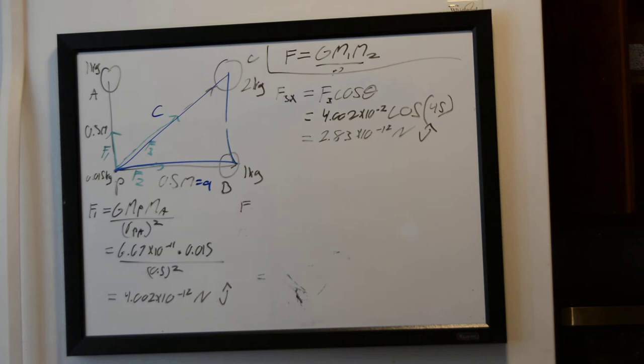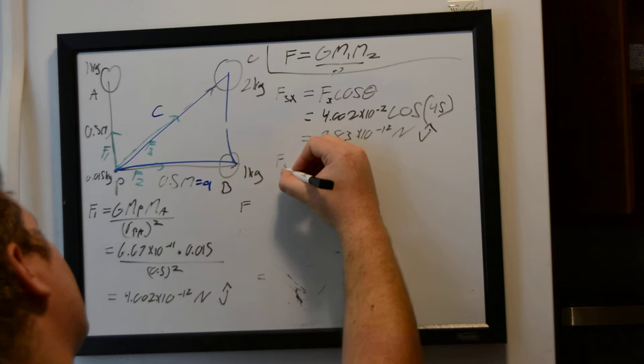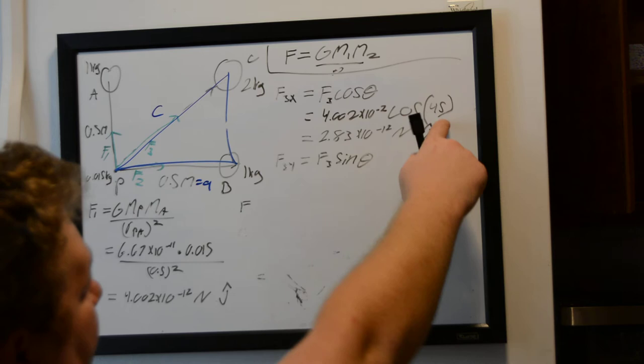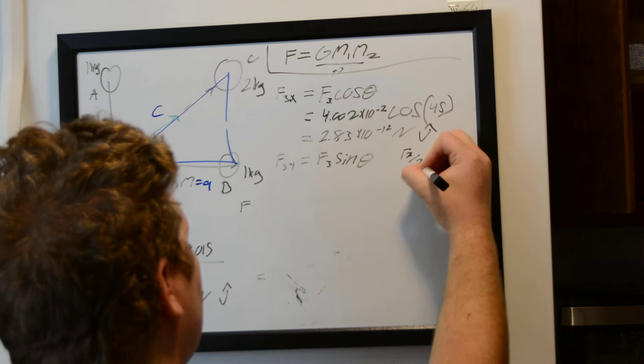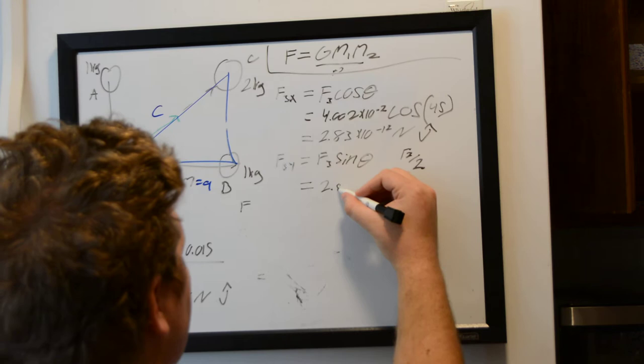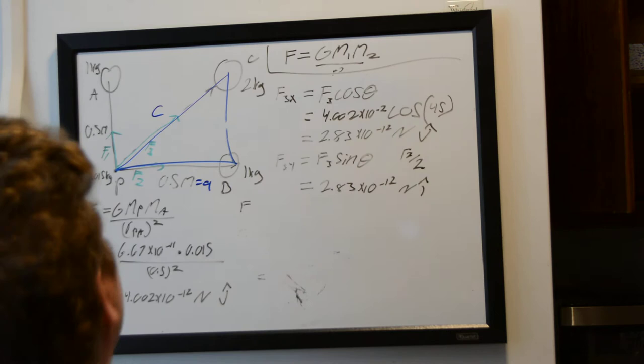And then we do the same thing. Force 3 in the Y direction is equal to force 3 times the sine of theta. And sine and cosine at 45 degrees are both root 2 over 2. So the Y component of our force is the same as the X component. So that's 2.83 times 10 to the negative 12 newtons in the I hat direction, or the y direction, x direction, excuse me.